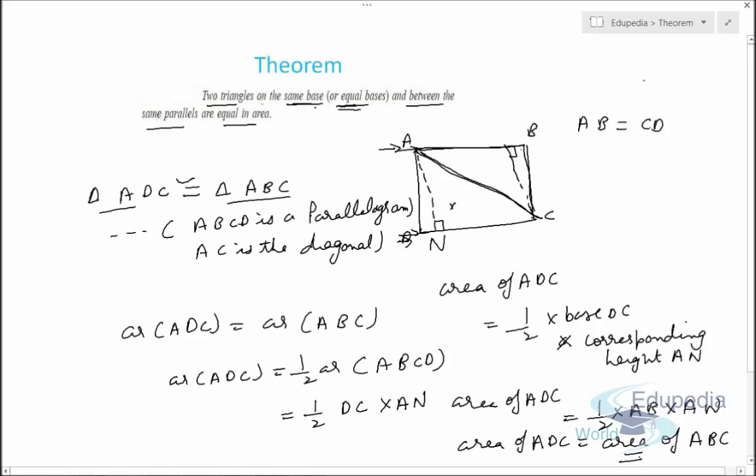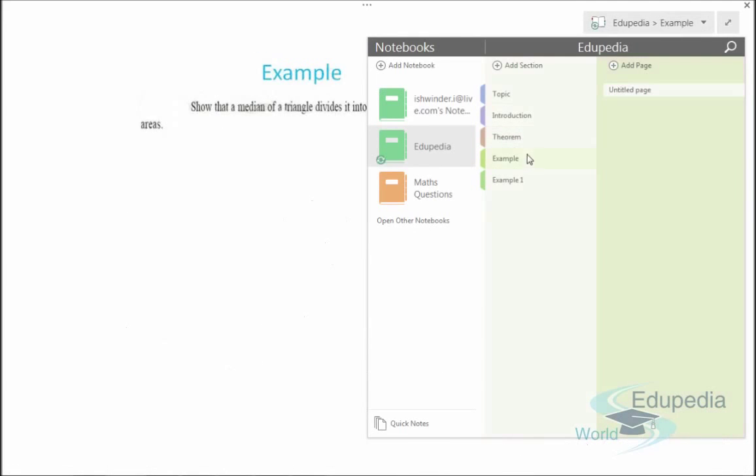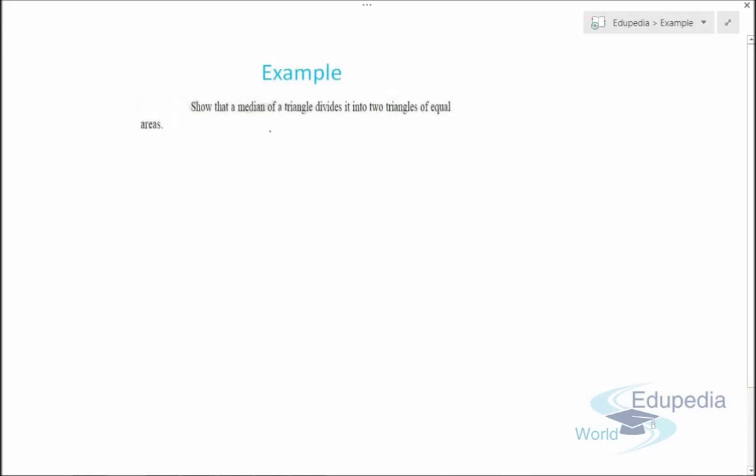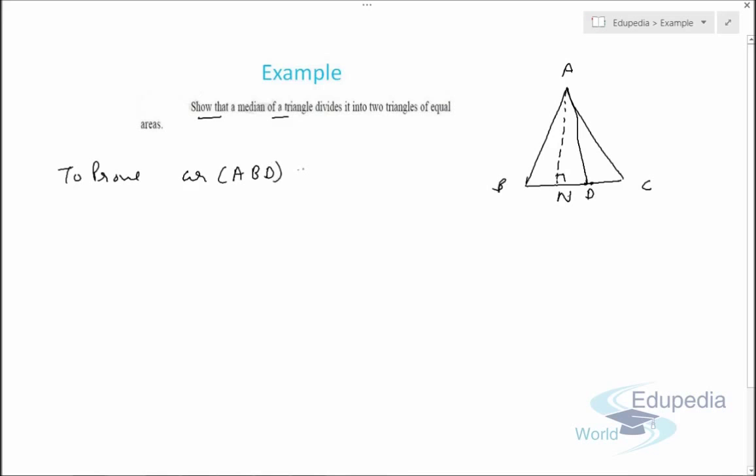So let's discuss some of the questions, some of the examples, how we can use this theorem to solve them. Now, the first example says: show that the median of a triangle divides the triangle into two equal areas. So let's see how we can do this. First, we need to draw a triangle. So we have a triangle like this, A, B, and C. Let's say this is a median, AD. We draw a line like this. Let's say we draw an altitude AN also, right? Now we need to prove that area of ABD is equal to area of ADC, right?